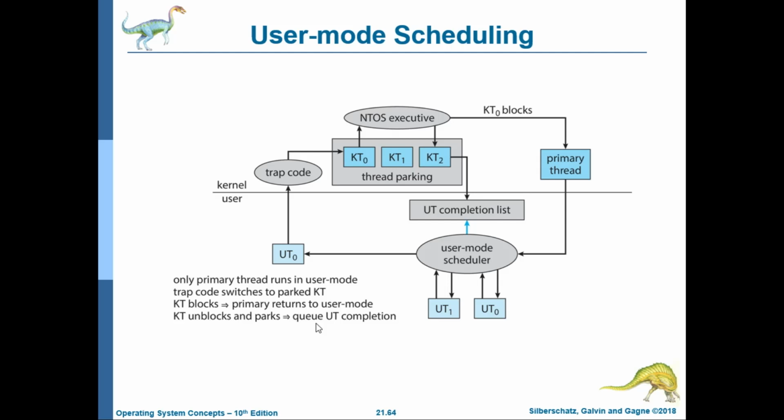Eventually, a blocked KT will complete its operation and be ready to return to user mode. Since UMS has already re-entered the user mode scheduler to run a different UT, UMS queues the UT corresponding to the completed KT to a completion list in user mode. When the user mode scheduler is choosing a new UT to switch to, it can examine the completion list and treat only UTs on the list as candidates for scheduling. So that is the description for this picture of the user mode scheduling.